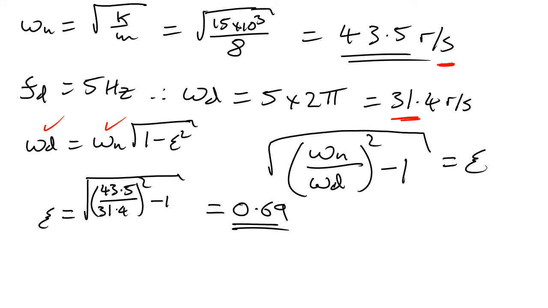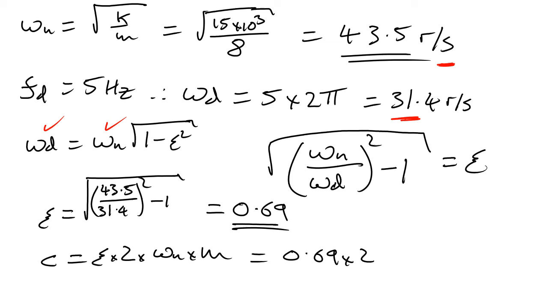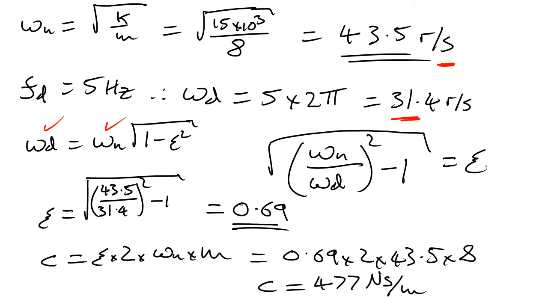And then finally, if we use that third equation, we know that our damping coefficient equals zeta times 2 times omega n times the mass, which equals 0.69 times 2 times 43.5, and the mass in the system is 8 kilograms. So our damping coefficient I calculate out to be 477, and that's in Newton seconds per meter.